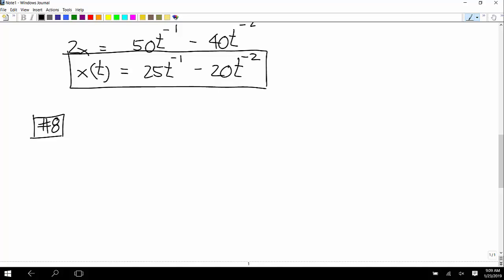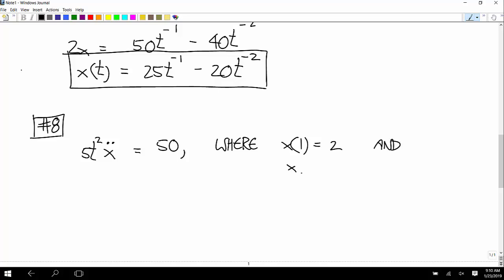Okay, so number 8. We have 5t squared x double dot is equal to 50. And our two boundary conditions are x of 1 is equal to 2, and x of 10 is equal to 20. And I think, so this is a second order ordinary differential equation.